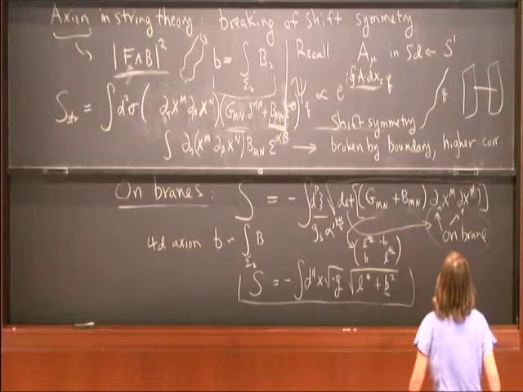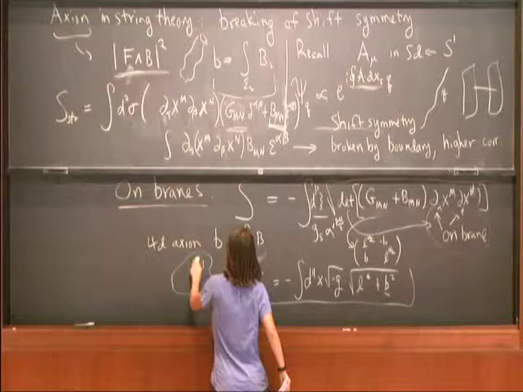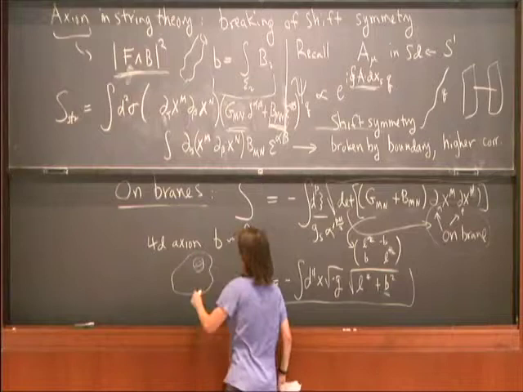L is the size of this two-dimensional submanifold that the axion is threading. So there's the compactification, and there's some two-dimensional manifold inside it that B is living on. This is analogous to the circle in the Wilson line case, and L is its size.